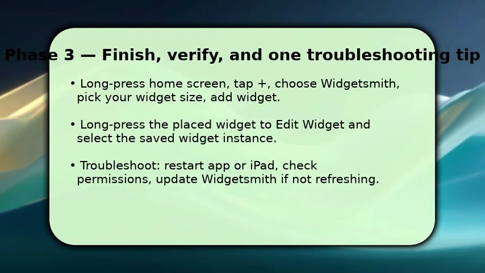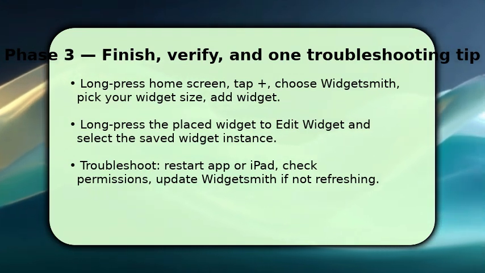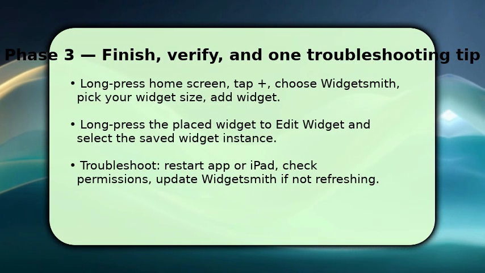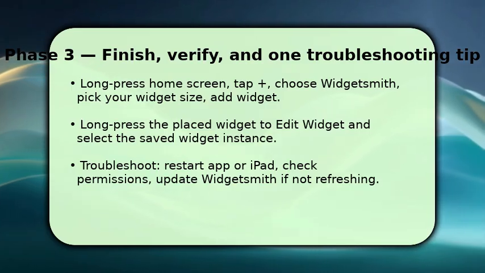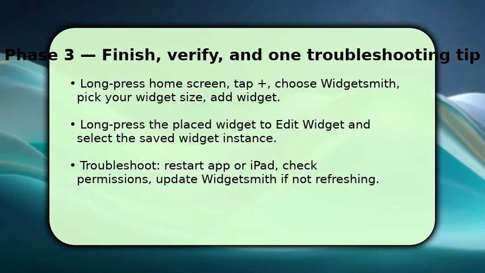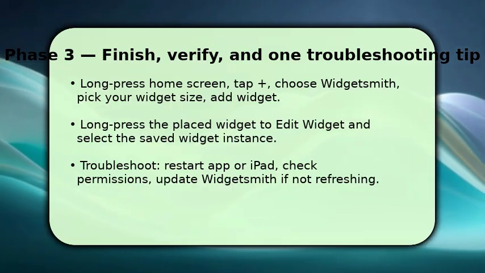Long press an empty area, tap the plus icon, find Widgetsmith, then pick the right size and add widget. Once placed, long press the widget and choose Edit Widget so you can pick the exact saved instance you configured. This links the on-screen space to your custom style.